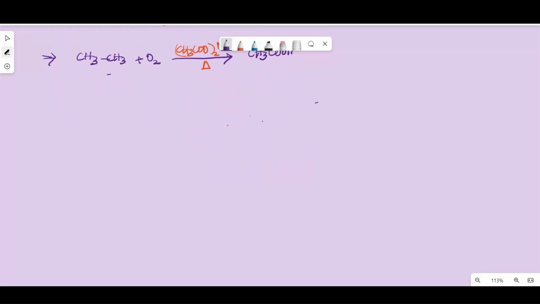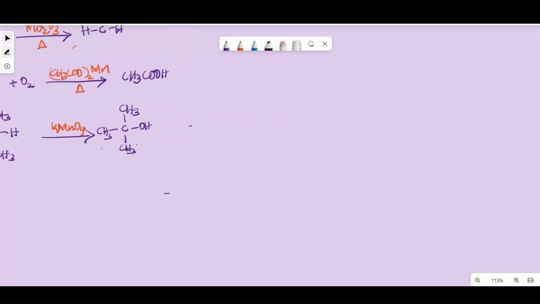One more reaction is if we have a tertiary alkane, (CH3)3CH, in the presence of KMnO4, it may be converted to a tertiary alcohol, (CH3)3COH. So these are all the partial oxidation reactions.